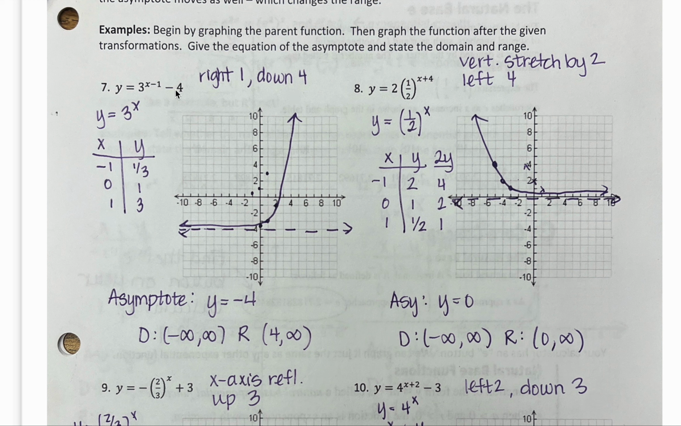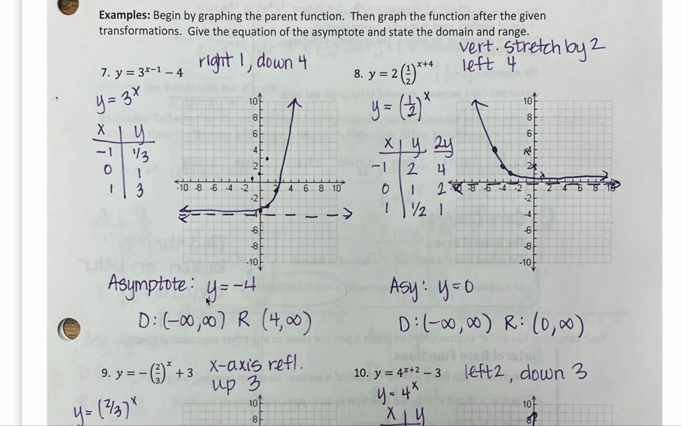I think it is helpful to always draw the asymptote first. So since I went down 4, the dotted line is now through y equals negative 4. And that kind of helps you know where you need to stop drawing. So I like to do that first. But each of these points is just right 1, down 4. And that's how I got the new points there.